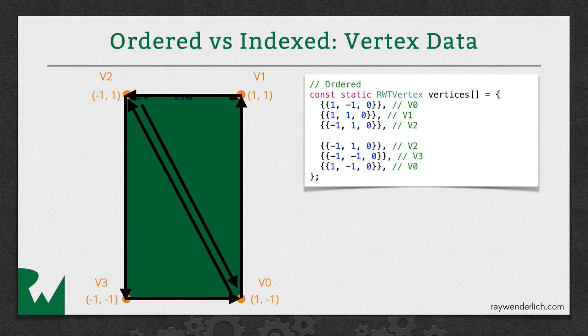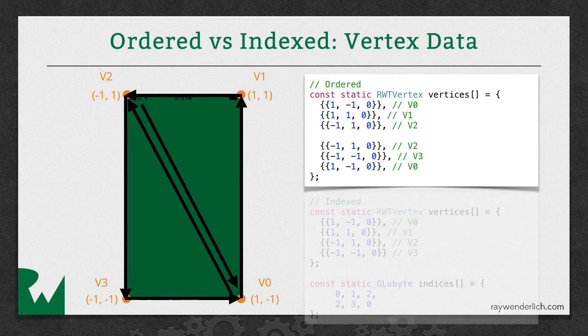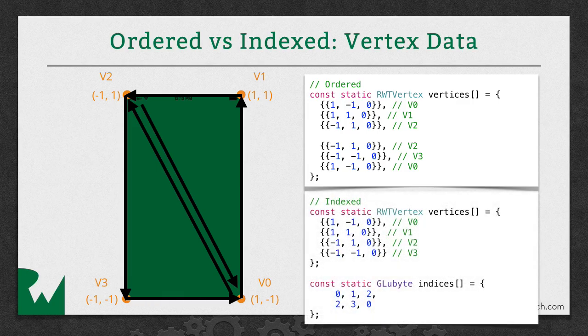So an alternate way to do this is an indexed way. In the indexed way, you have 2 different arrays. The first is the array of vertices, and you just list out the information for each vertex, and then finally you list out the indices that make up each triangle. So 0, 1, and 2 are the indexes inside the vertex array for the first triangle, and 2, 3, and 0 are the indexes inside the vertex array for the second triangle.